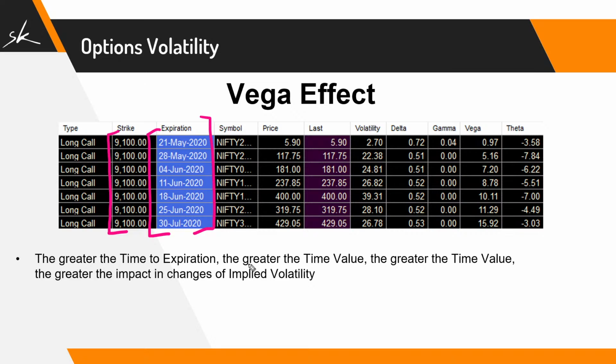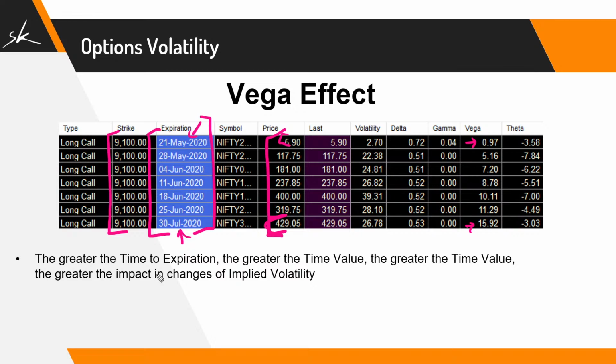So the greater the time to expiry, the greater the time value. Why? Because we know we have more time. So here you can see, if you look at the price, can you see the greater is the value of that option? And the greater the time value, the greater the impact in change of implied volatility. So what can happen is, the closer we are, because the value is very small, Vega cannot change the value a lot. But if we have more time value, then Vega will definitely have a bigger impact. So here you can see that if I look at the 21st of May, the Vega is just 0.97, and if I look at the 30th of July, Vega is almost 16, right, 15.92.